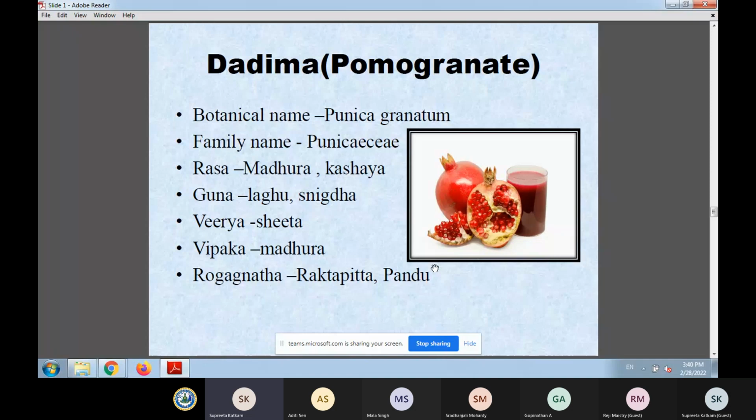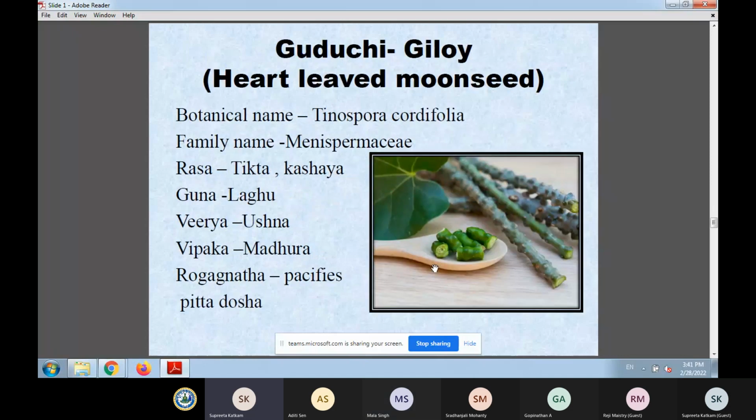We have to opt for Dadima, that is Punica granatum, which belongs to the family Punicaceae. I will tell its usage in an elaborate way, or highlight it, in the next session. For now, I've not written IBS here, so you can mention IBS here.